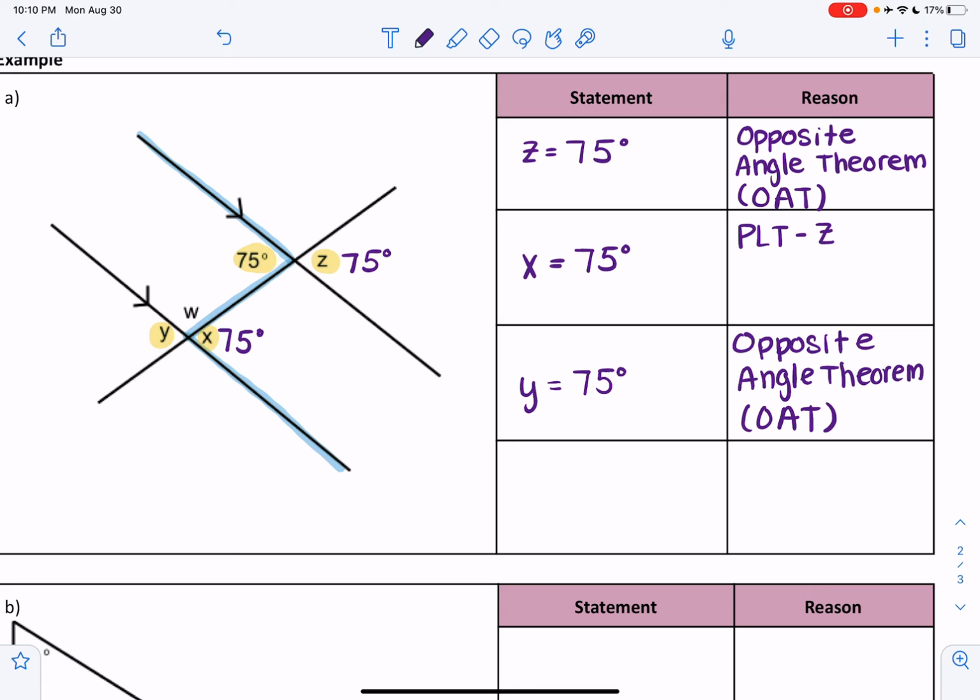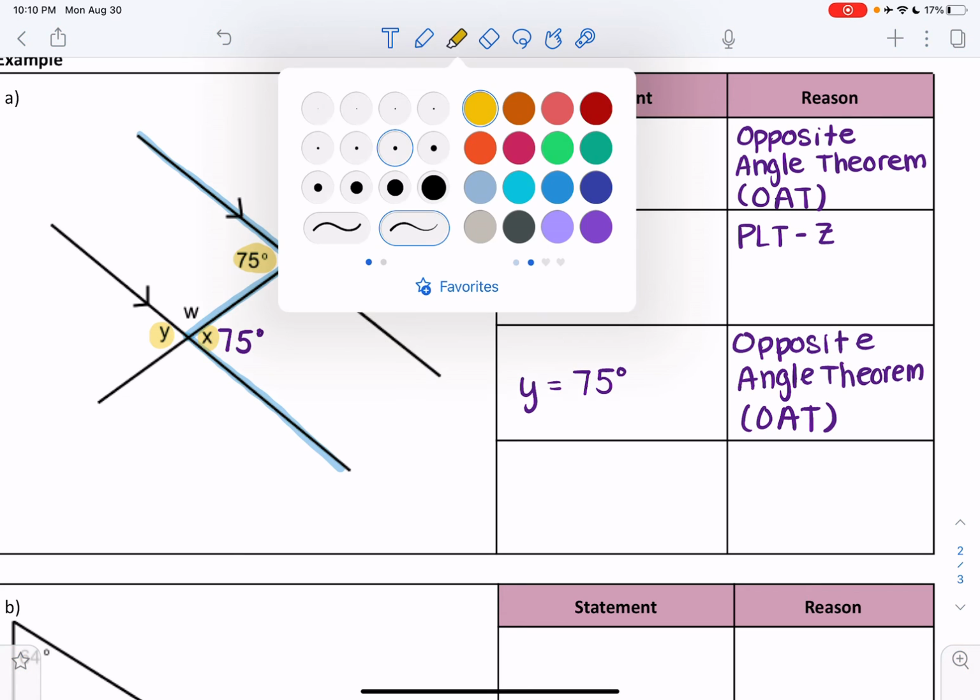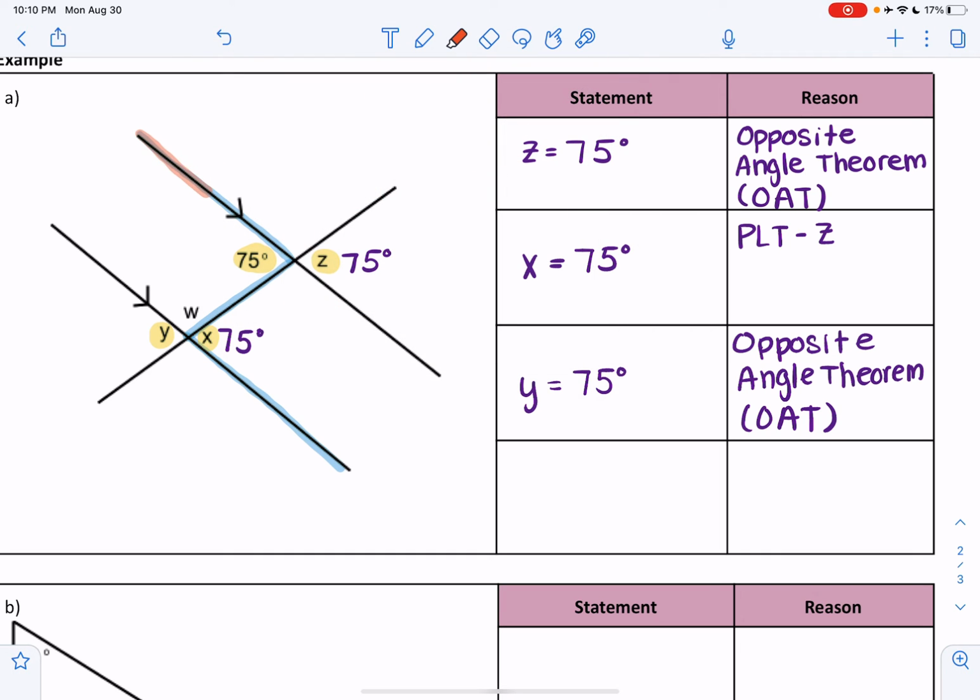Now for W, we have some interior angles right here, right? See my C pattern? That means that these two angles must add up to 180. So our W will be 180 minus 75. That means that W is equal to 105 degrees. And that comes from our parallel line theorem and our C pattern.